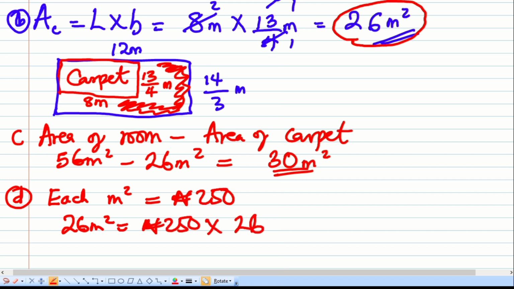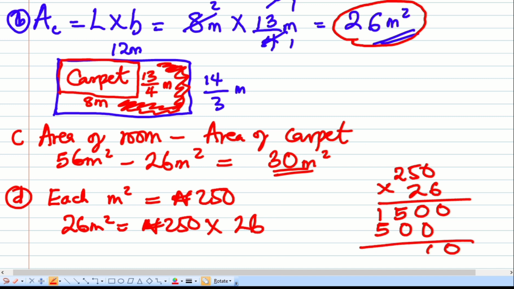So if we do this, we get our answer. So let's solve it here. You have 250 times 26. 6 times 0 is just 0. 6 times 5 is 30, you have 0, carry 3. 6 times 2 is 12, plus the 3 is 15. 2 times 0 is 0. 2 times 5 is 10. 2 times 2 is 4, plus the 1 is 5. So we have 0, 0, 5, 6. So that means our answer would be 6,500 naira. So this carpet is going to cost 6,500 naira.